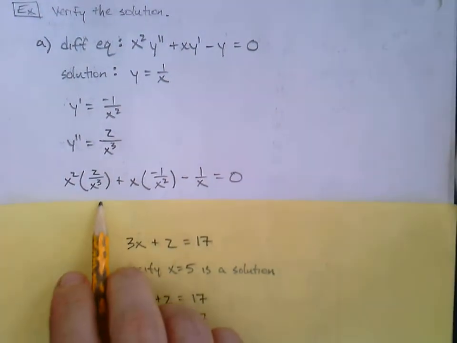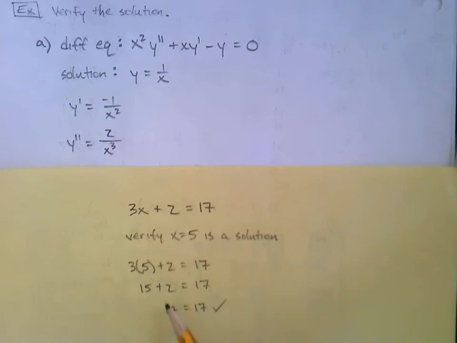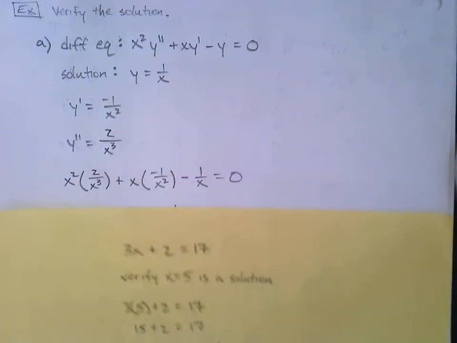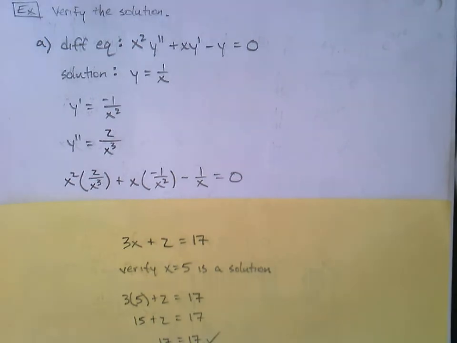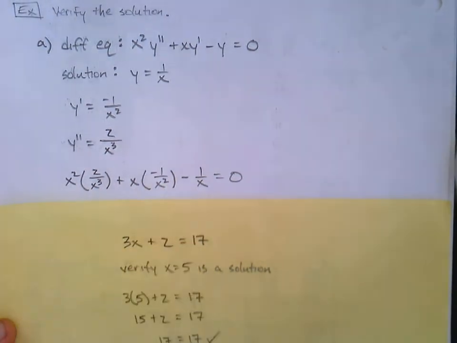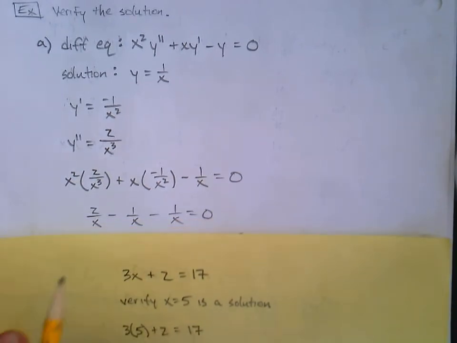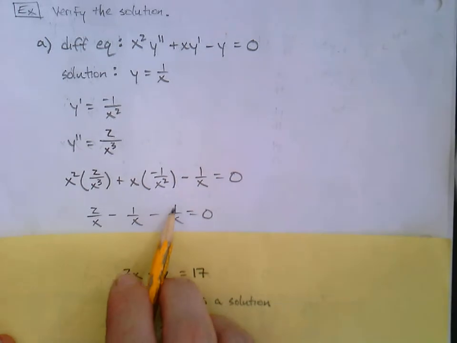Okay, so the point is now, does this really equal 0? You know, when I plug in the 5, do I really get 17? And we gotta show all the steps. We can't just say yep and move on. We gotta break it down. Okay, so we're gonna simplify. So we're gonna cancel out some x's, and we get to this: 2 over x minus 1 over x minus 1 over x equals 0.